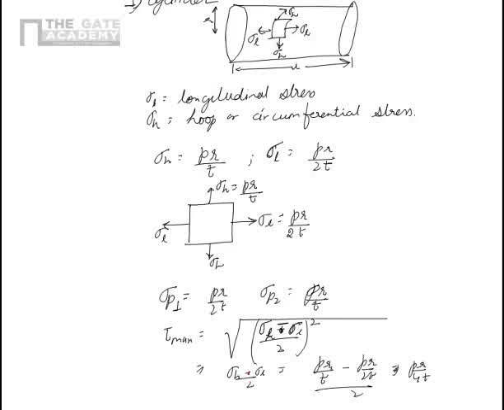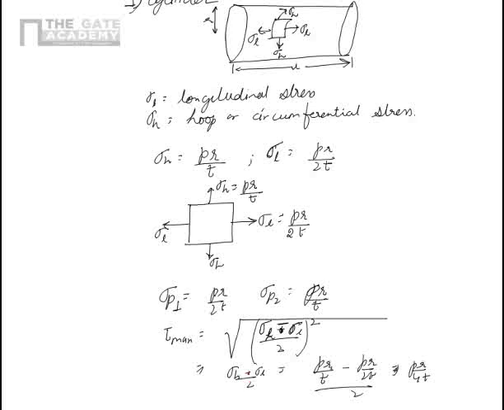So you can remember it in this way: as you progress from hoop to longitudinal to shear, you divide by 2. Start with PR upon T, divide by 2 is sigma L, which is PR upon 2T, and then further divide by 2 is PR upon 4T, which is tau max. So that way it's easy to remember the stresses in a cylindrical pressure vessel. Now let's solve a couple of problems and see how they affect us.